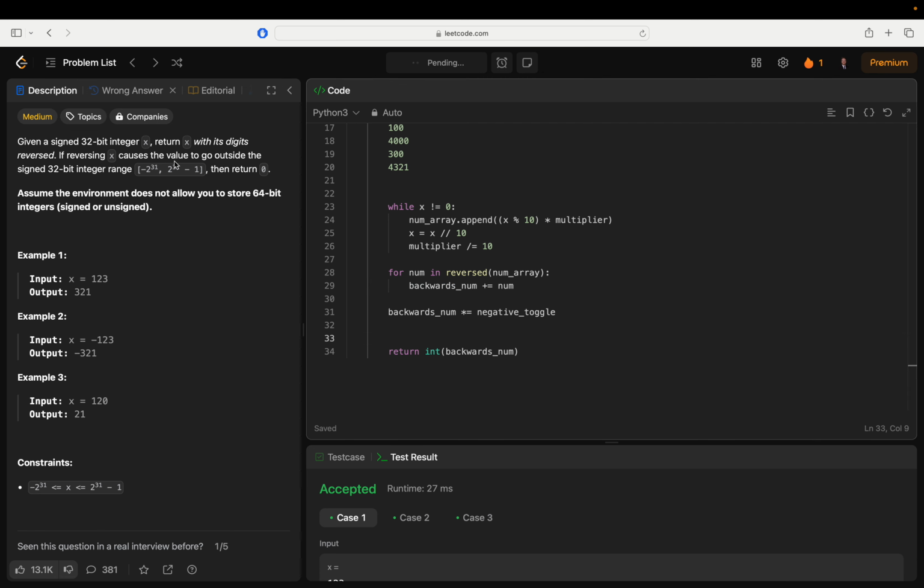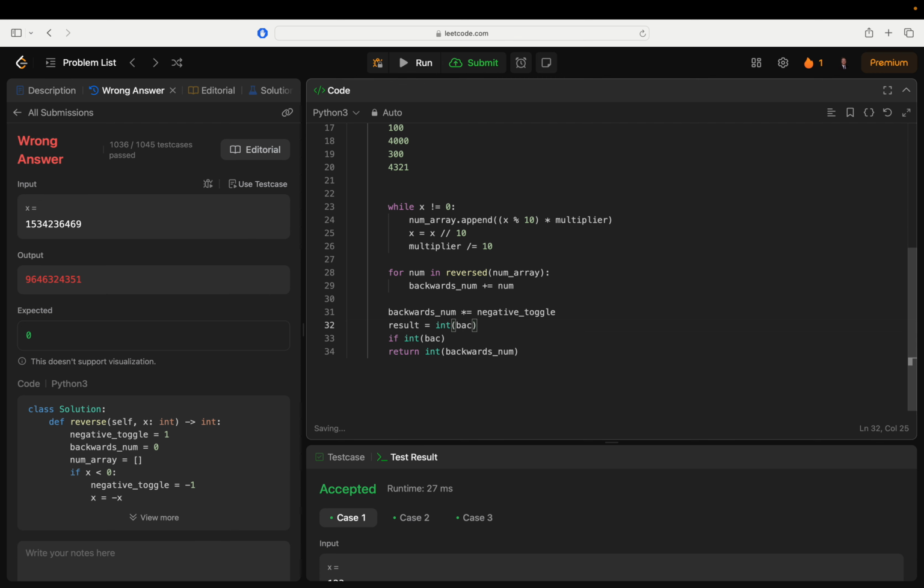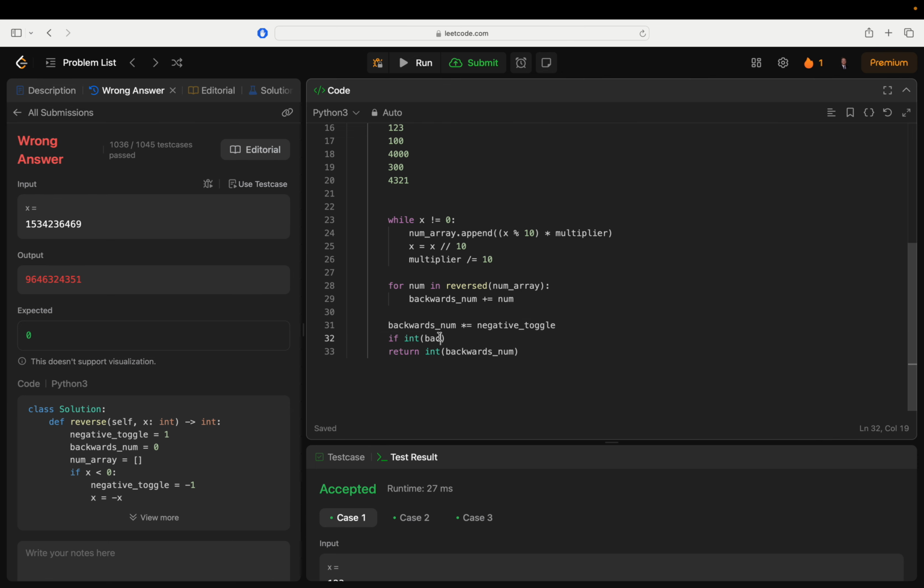But anyway, the only thing that's not working is that it doesn't deal with numbers that are outside the 32-bit range. So I'm just gonna say, results equals int backwards num. I forget why I did the int. I actually don't think I need to do the int, because that's just a number. I think I was just trying to do that because I thought it would limit the 32-bit signed integer range, but I don't know.